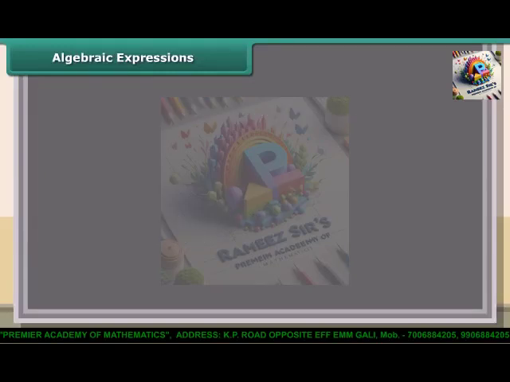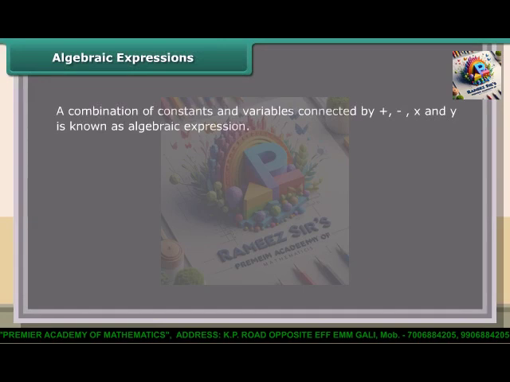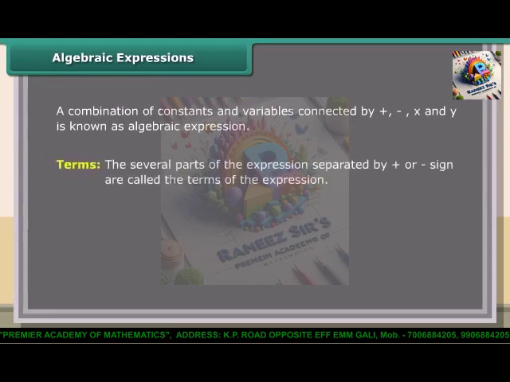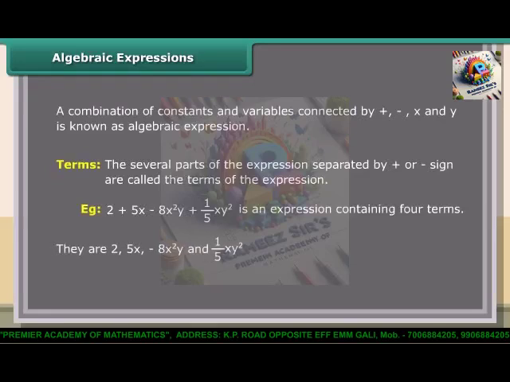Algebraic expressions. A combination of constants and variables connected by plus, minus, multiplication, and division is known as an algebraic expression. Terms. The several parts of the expression separated by plus or minus signs are called the terms of the expression. Example: 2 plus 5x minus 8x square y plus 1 upon 5 xy square is an expression containing 4 terms. They are 2, 5x, minus 8x square y, and 1 upon 5 xy square.